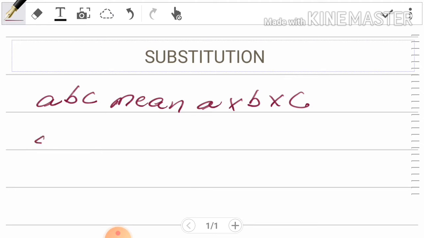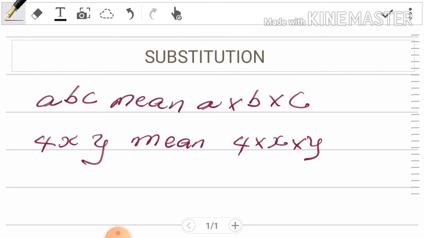What if we see 4xy? This really means 4 times x times y. Another thing, what if we're looking at C squared? C squared actually means C times C. So the first thing we want to do is to be able to represent the meaning of the various expressions, and then after that we'll do the substitution.